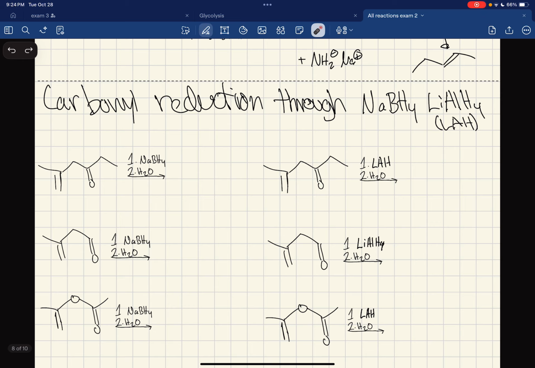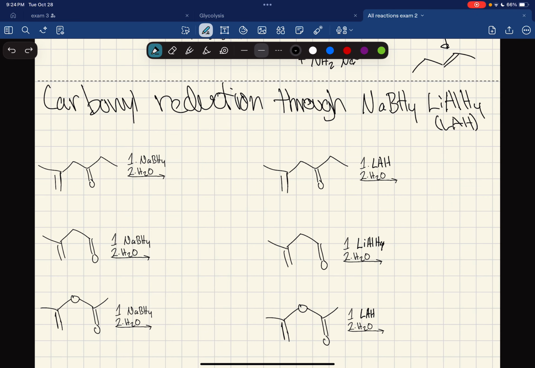Carbonyl reduction. I didn't write down any of the products. All right, let's see if I remember this. I don't know if I do. All right, well, NaBH4, this is weaker, and this is a super strong reducing agent.